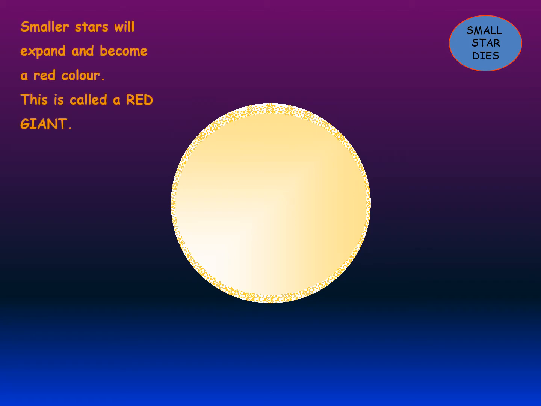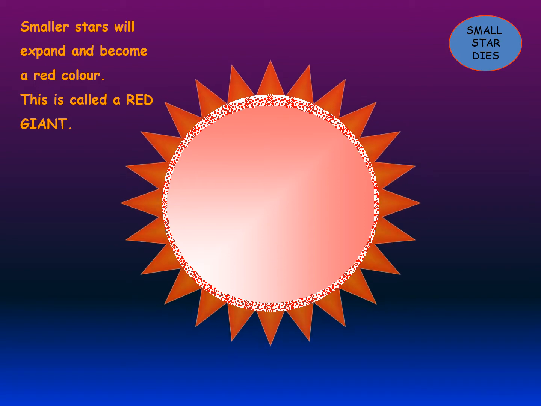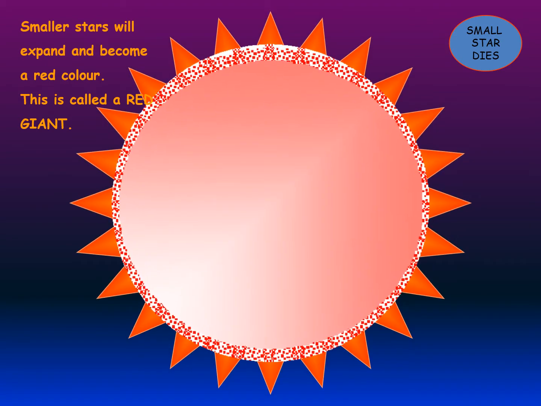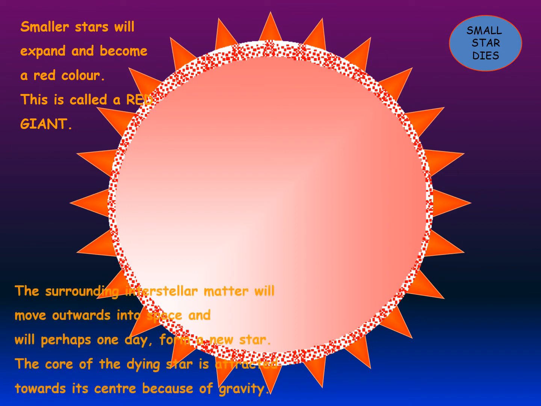What happens when a star dies? Smaller stars will expand and become a red color. This is called a red giant. The red giant will explode and the interstellar matter will separate into a circle of matter around a core or central part. The surrounding interstellar matter will move outwards into space and will perhaps one day form a new star.